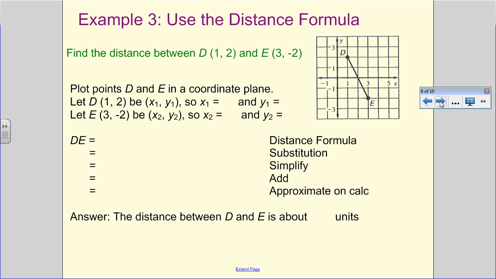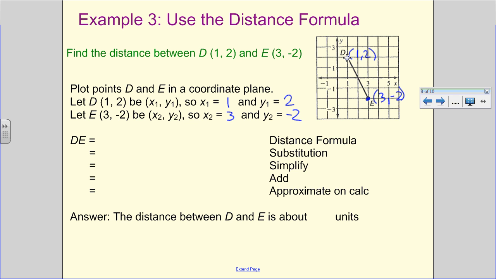So we want to use the distance formula for this problem. So we want to find the distance between D and E. So here's D, here's E. They tell me that point D is the point 1, 2. They tell me that E is the point 3, negative 2. All right? So with that, that means x1 is going to be 1, y1 is going to be 2. That means that for E, being my second point, my x2 is 3, and my y2 is negative 2. So we need to fill out that distance formula.